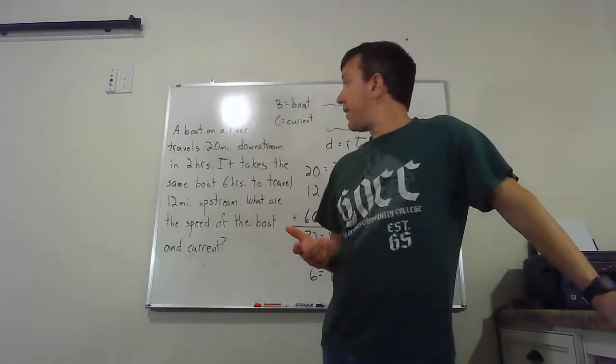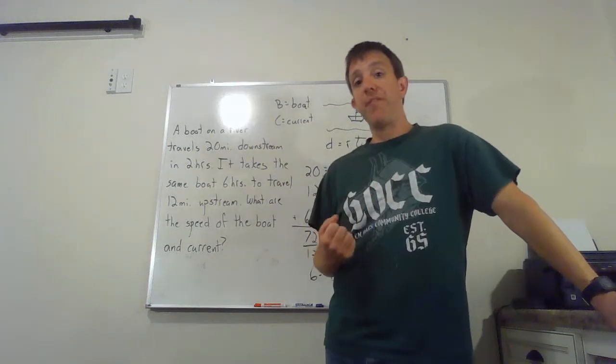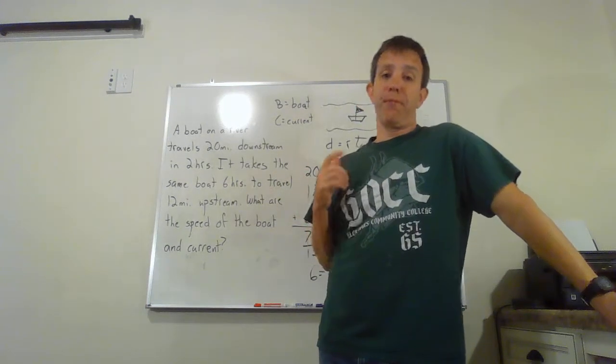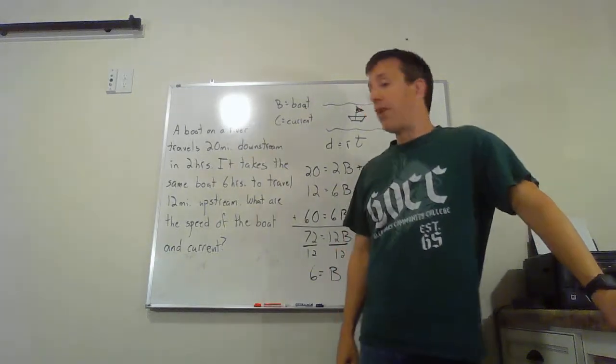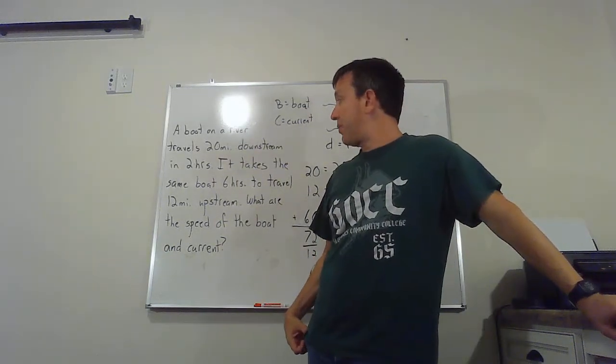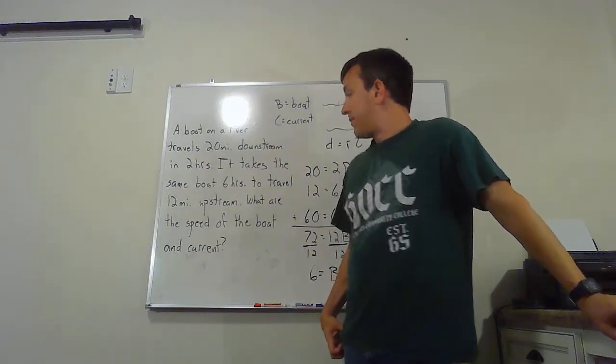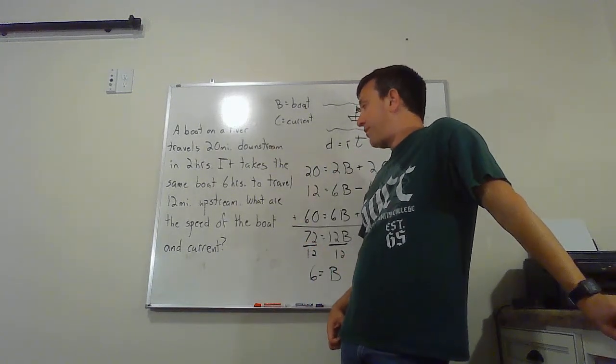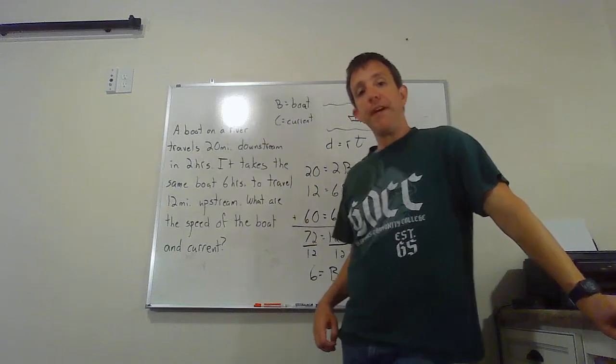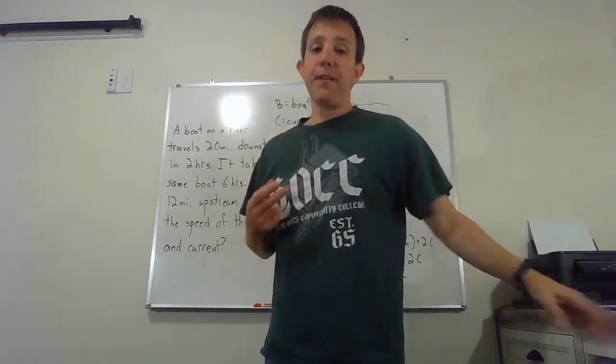Okay, so for my second example, we're going to do a distance problem. We've got a boat going up and down a river. So here we go. A boat on a river travels 20 miles downstream in 2 hours. It takes the same boat 6 hours to travel 12 miles upstream. What are the speed of the boat and the current? So we want to find out how fast the boat is going and how fast the current is going.